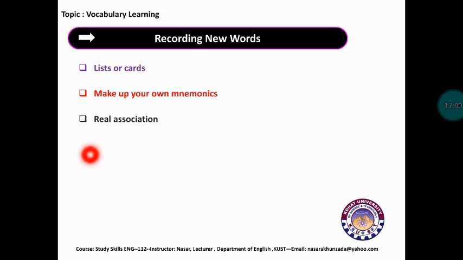Real association. With some new words, you can make real associations. This is particularly the case when some words from the language you are learning have been borrowed into English, or when the two languages have a common ancestry. Thus, the Latin word bianco, which means white, could be remembered by picturing a black and white piece of paper.